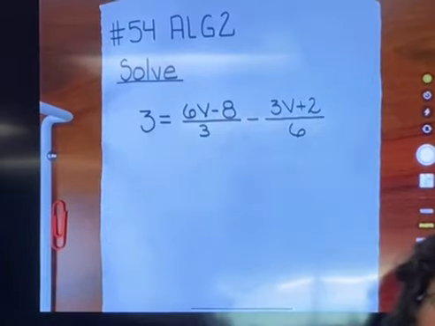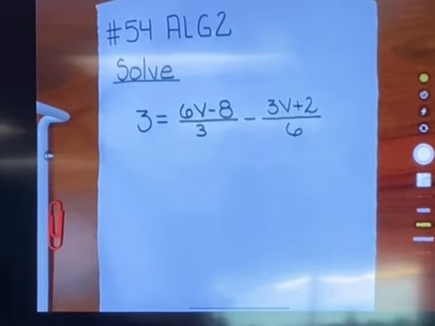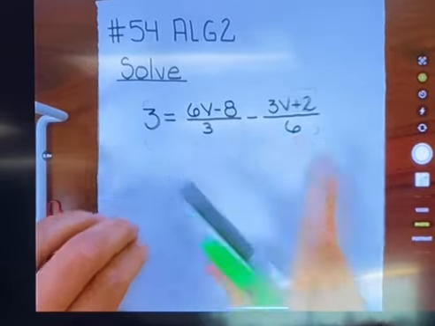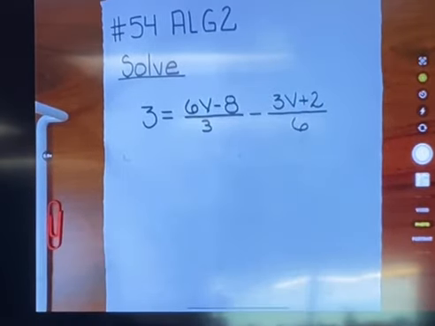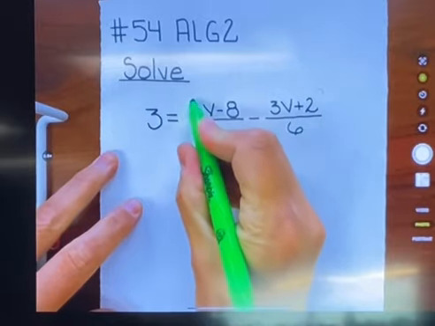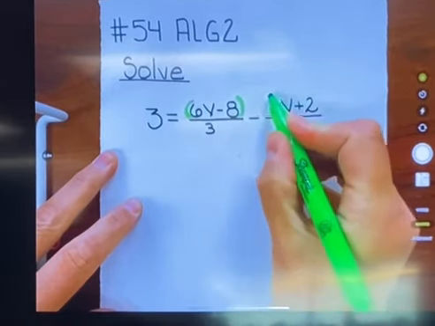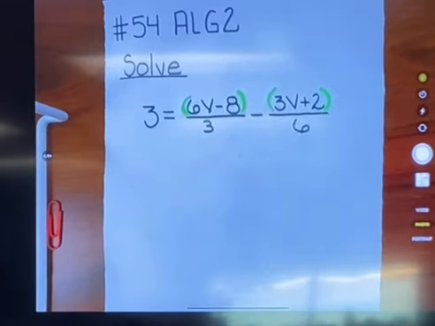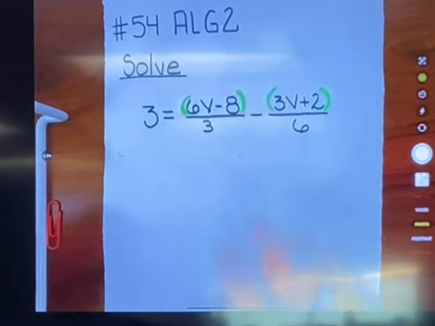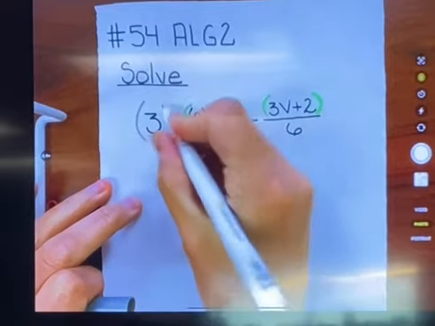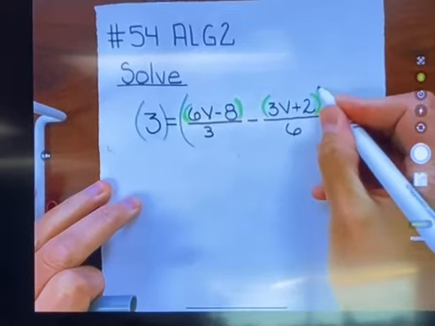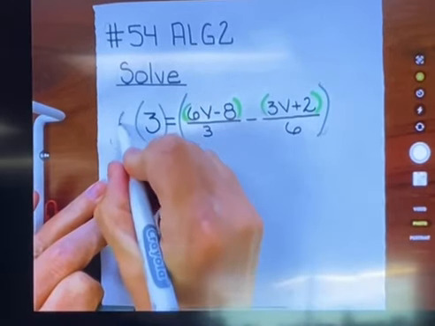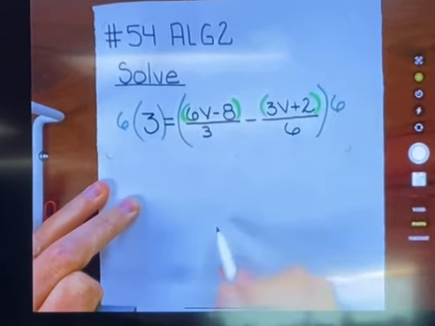So to solve this one, we are going to multiply again by a number that both the 3 and 6 fit into. But before we do that, let's put a set of parentheses around the numerators, all of these numerators. I'm ready now to multiply both sides by the common denominator. Okay, so 3 and 6 both fit into 6. So I'm going to multiply both sides by 6.